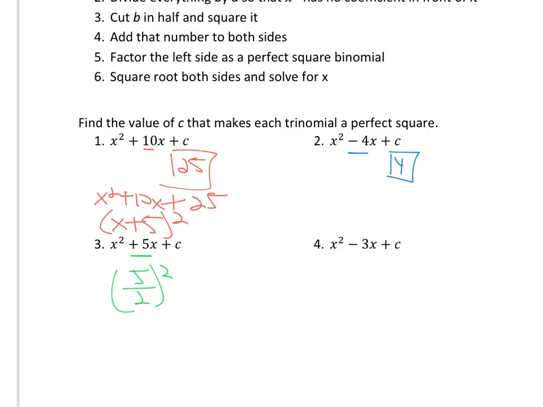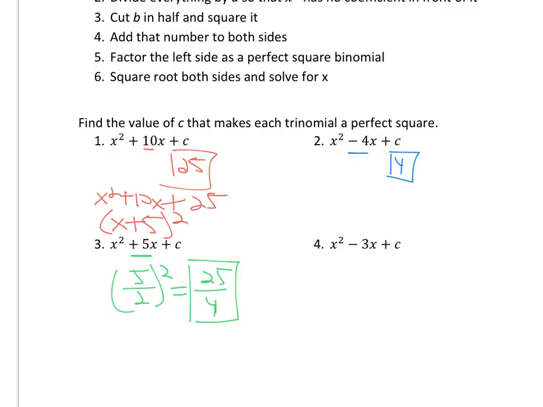That breaks my brain in half. All right, but 5 halves squared, you just square the top and square the bottom. Okay, so square the top, 5 squared is 25, and square the bottom, that's 4. So 25 over 4 is what c would have to be here.